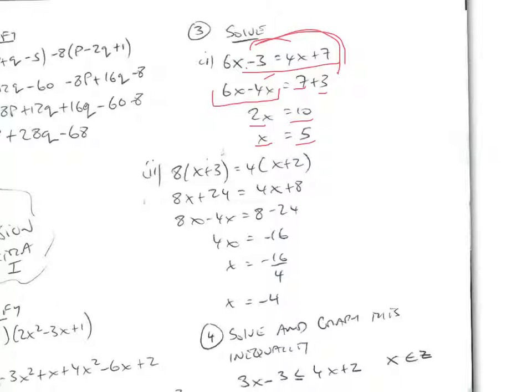x must be equal to 10 divided by 2, which is 5. Next, 8 by x plus 3 equals 4 by x plus 2. So that's 8x plus 24 equals 4x plus 8. 8x minus 4x is equal to this 8 minus that 24. 4x is equal to minus 16. So x is equal to, divide both sides by 4, they'll cancel, minus 16 over 4. Minus 16 over 4 is minus 4.